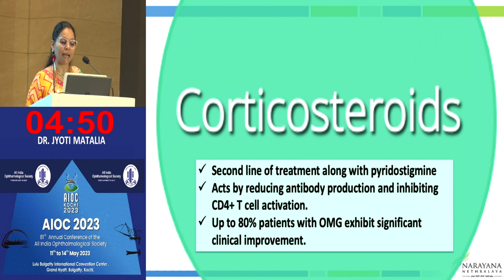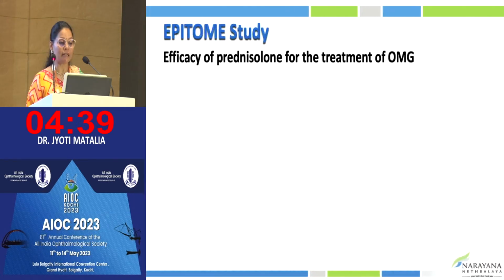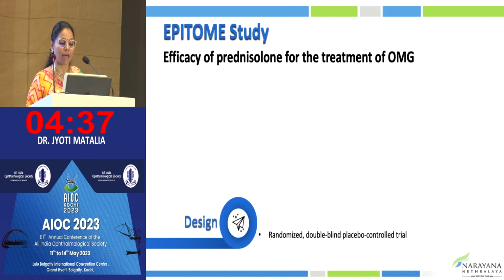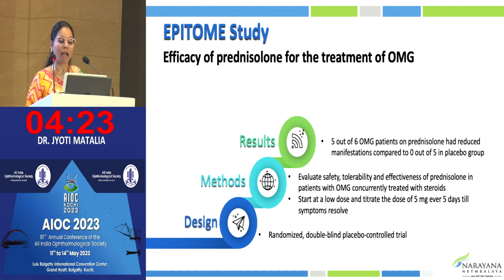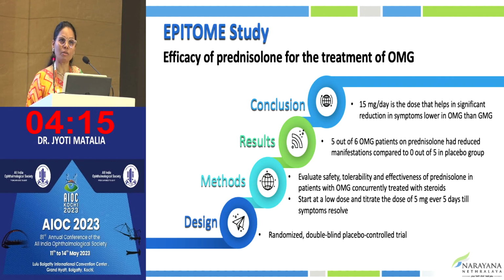Corticosteroids are the second line of treatment, and about 80% of ocular myasthenia shows significant clinical improvement, and they can be given along with pyridostigmine. There was a randomized, double-blind, placebo-controlled trial that wanted to check the safety, tolerability, and effectiveness of prednisolone in these cases. They started with a low dose of 5 milligrams every 5 days till the symptoms resolved, and they found that 5 of the 6 cases on prednisolone had better results, unlike the placebo. And they found that the best dose that gave resolution of symptoms was 15 milligrams per day.